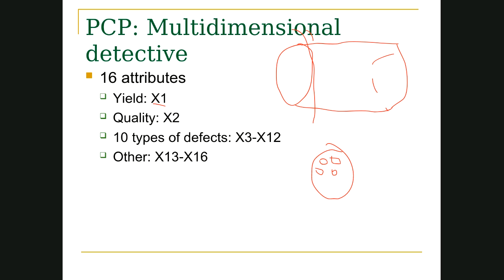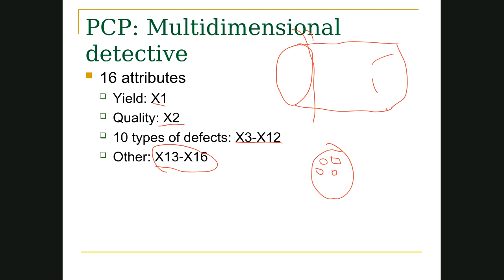The other is the quality, and I guess the best example would be you buy some CPUs that can run at 3 or 4 gigahertz. They can run really high frequencies without getting burned, and others can only do 2 gigahertz. So to me, that's the quality, is how much heat and frequency they can take before they break. And then they say they have 10 types of defects and some other proprietary measures, which we don't know, in the other 4 dimensions right there, 13 through 16.